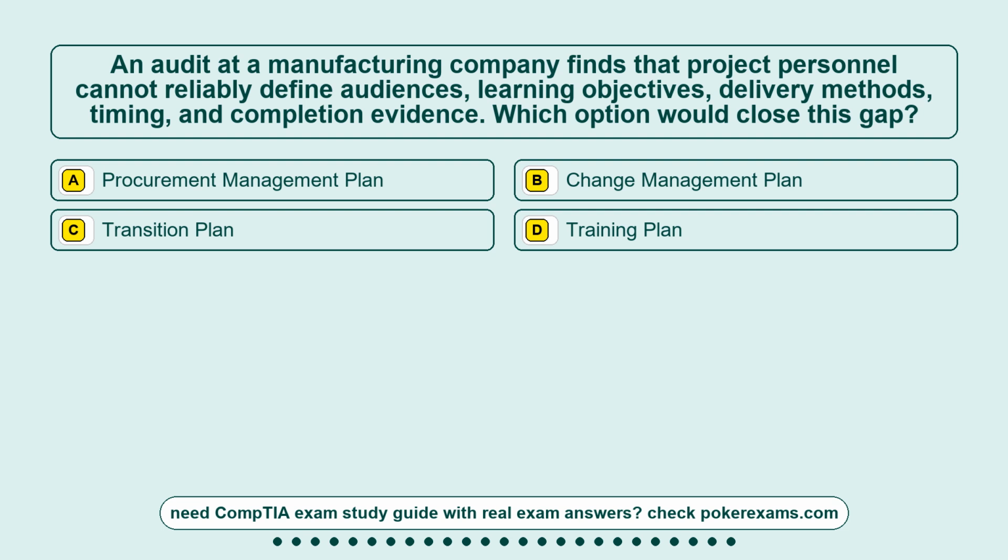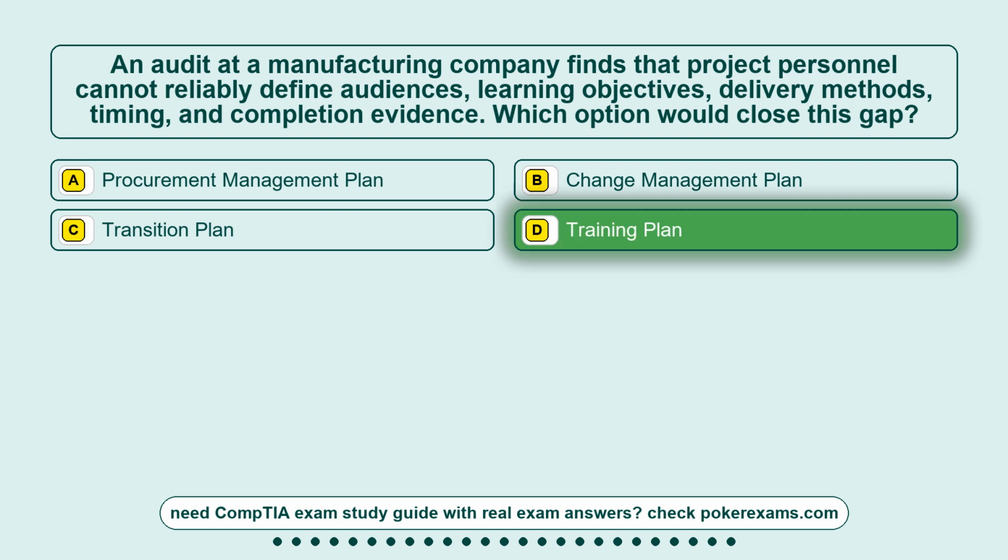Question 22. An audit at a manufacturing company finds that project personnel cannot reliably define audiences, learning objectives, delivery methods, timing, and completion evidence. Which option would close this gap? Option A, procurement management plan. Option B, change management plan. Option C, transition plan. Option D, a training plan. The correct answer is option D, training plan.